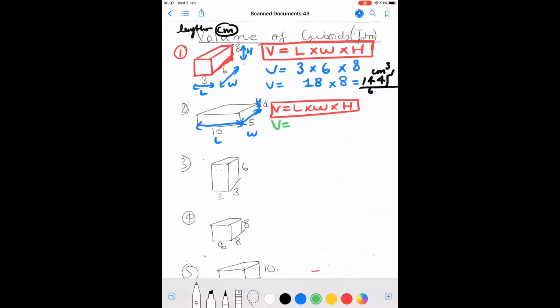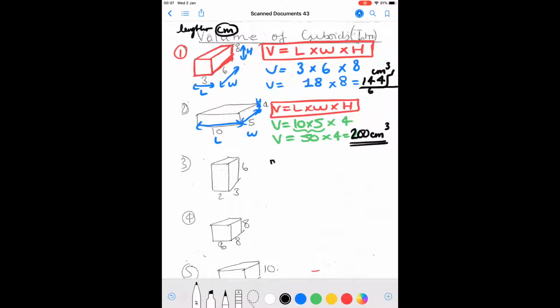So let's have a look. Volume equals the length, which is 10, times 5, which is the width, times the height, which is 4. So the volume is equal to 10 times 5, which is 50, and 50 times 4 is 200. Okay, so we have 200, again centimeters cubed, because volume is always measured in cubic units.